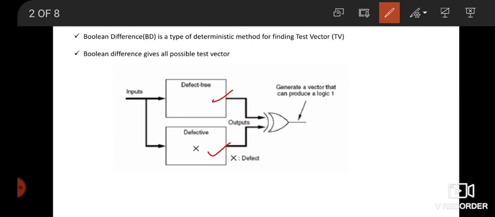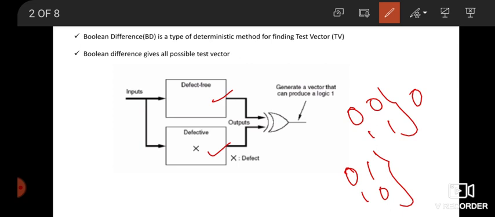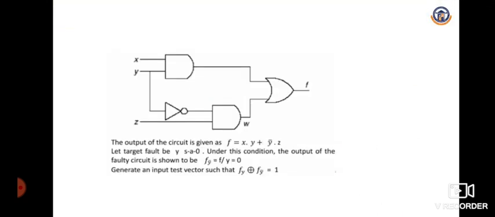Hope everyone knows the concept of XOR gates. When both inputs are the same, that means 0 0 or 1 1, the output is 0 for the XOR gate. When the inputs are different, the XOR gate output is 1. Based on this concept only, we are able to find the test vector using the Boolean difference method. Next, move to the next slide.